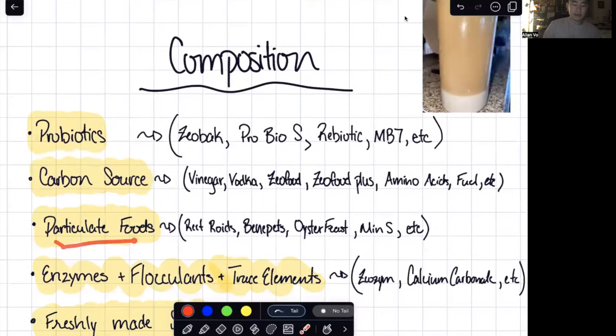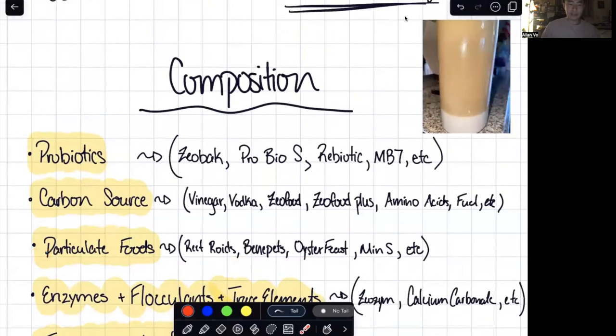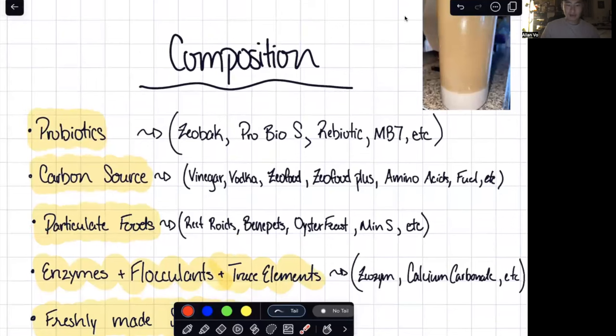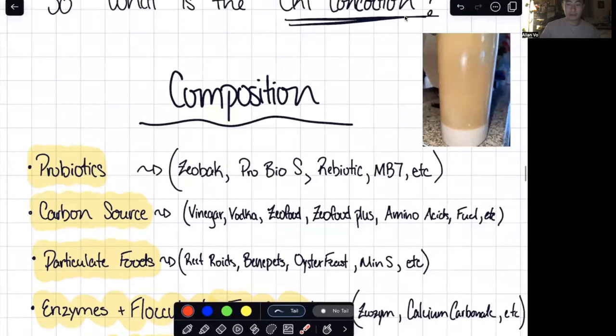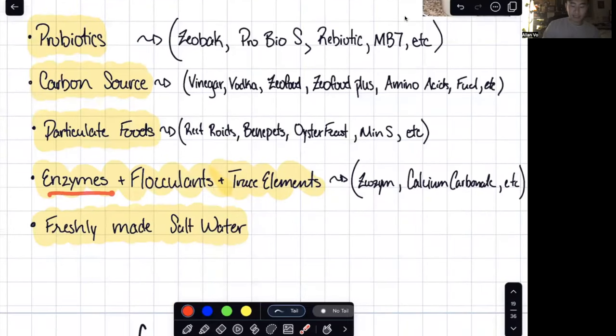So the next key ingredient are particulate foods: Reef-Roids, Benepets, Oyster Feast, and minnows. I've used pretty much whatever I had on hand. Pellet foods work, flake. What we really want here is, like I said before, we're creating food for the bacteria to consume, right? And all the nutrients within whatever food product you choose to incorporate in here is ultimately going to be broken down at the end of the day and then turn into bacteria. The bacteria will assimilate those nutrients and then transfer whatever they have assimilated through their growth medium to the corals. And then next, we have enzymes, flocculants and trace elements.